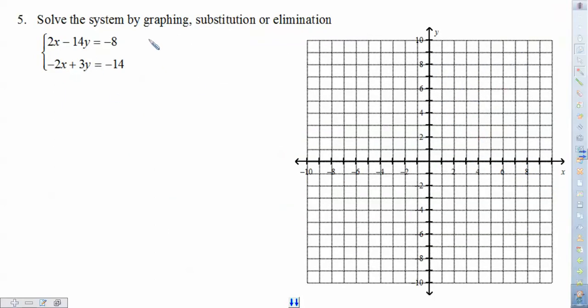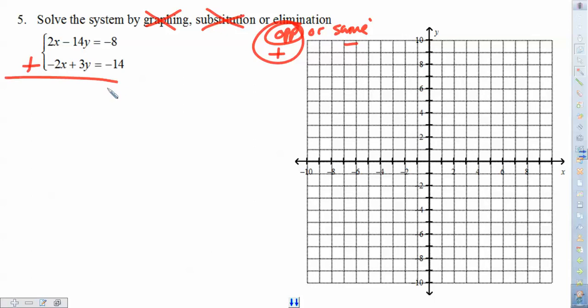Okay, this one here, graphing, y by itself? Nope. Substitution, y variable by itself? Nope. Elimination, do we have opposite or same? Yes, we do. Look at that. We have the x's here. 2x, negative 2x. Those are the opposite. Opposite we always add. If it were the same, same we always subtract. But since we have opposite, we're going to add these up.